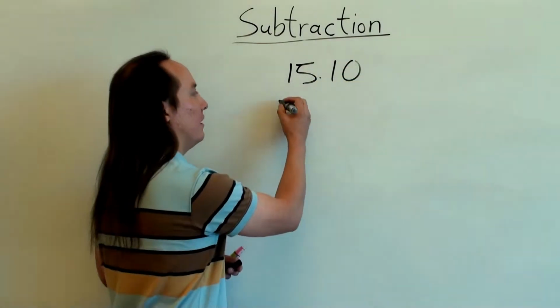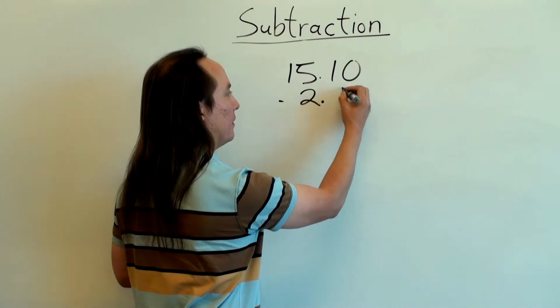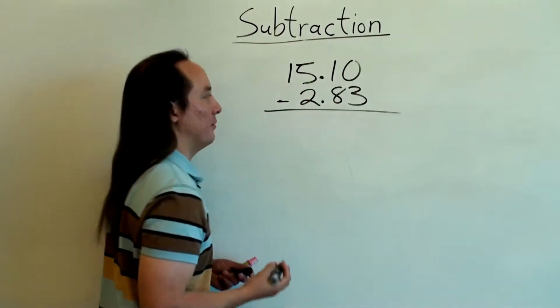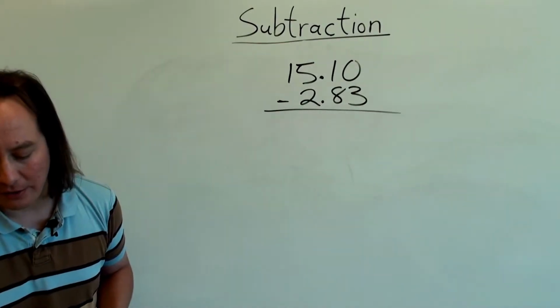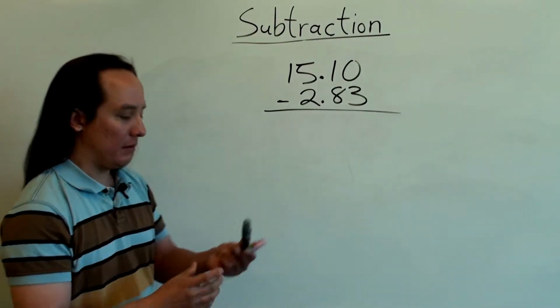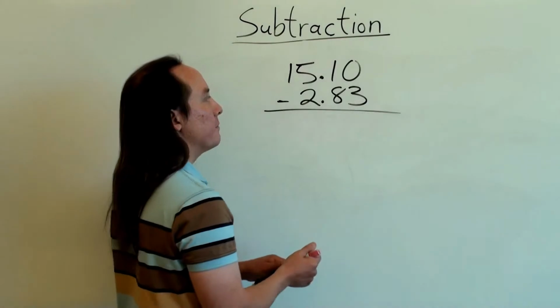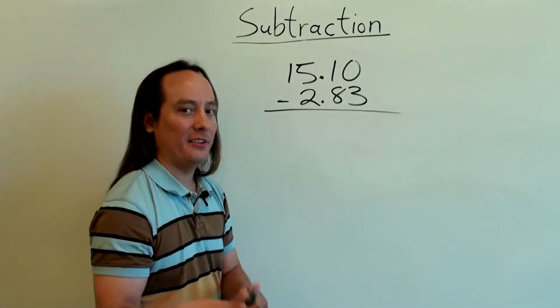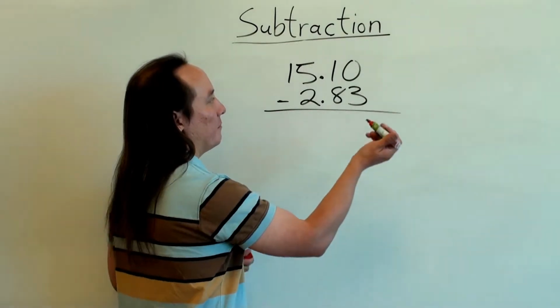1510 minus 283. And I'm kind of helping us out right now just by lining up the decimals right away, okay? It's not a very hard thing to do, though. Okay, so again, let me get my other color here, my red. And we just start from the right, go to the left. Did you already do it? Did you try it? Okay.